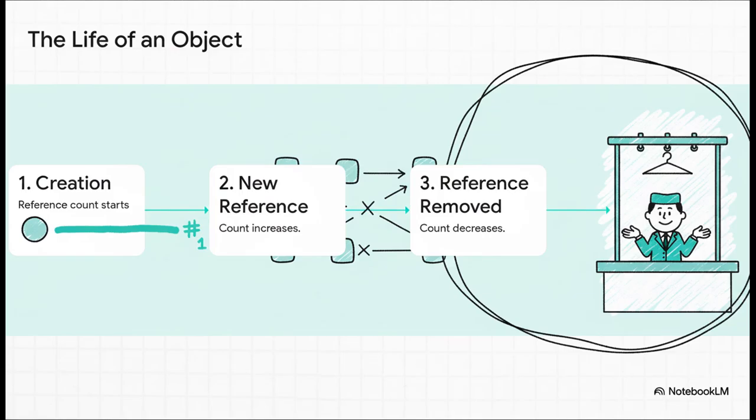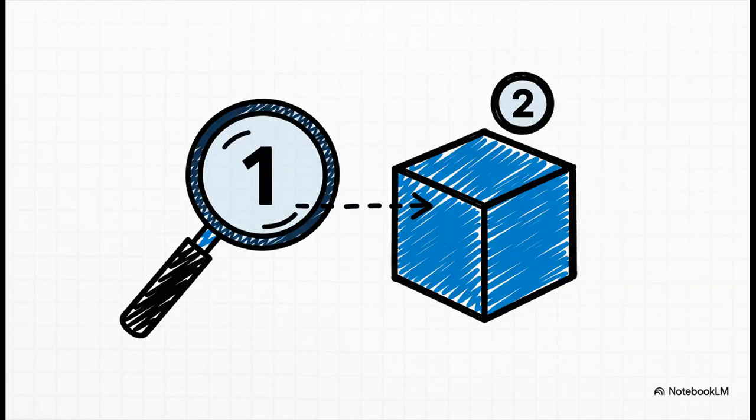And the life cycle is actually pretty simple. When you first create an object, its reference count starts at 1. You get 1 ticket. If you create another variable that points to it, the count goes up. Hand out another ticket. And when you delete a variable or point it somewhere else, the count goes down. You turn in a ticket. The moment that count hits 0, that's when Python knows nobody's coming back for that coat, and it can free up the memory.